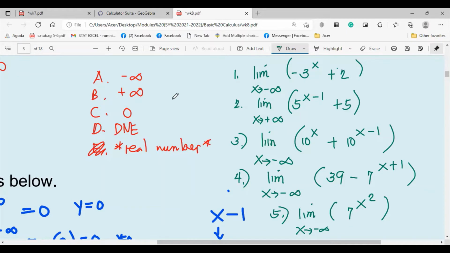Okay, let me know your answers. You just need to comment your answers. I'm giving you 20 seconds to provide the answers. Comment A if it's negative infinity, B if it's positive infinity, C if it's 0, D kapag D and E, or give the real number corresponding answer if none of the 4 choices. Di yung nakikita sa 4 choices ang sagot. So 20 seconds.